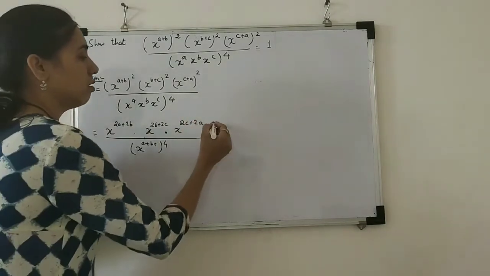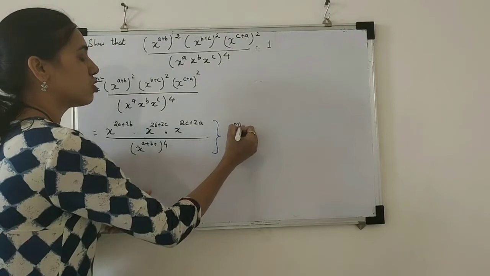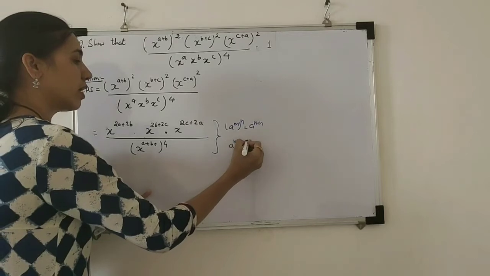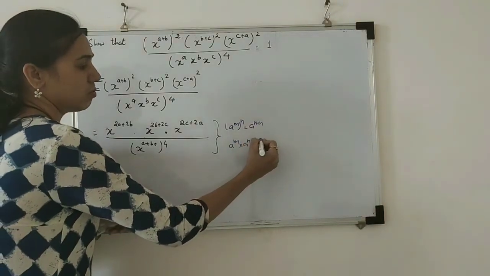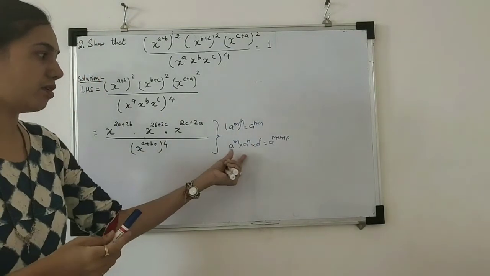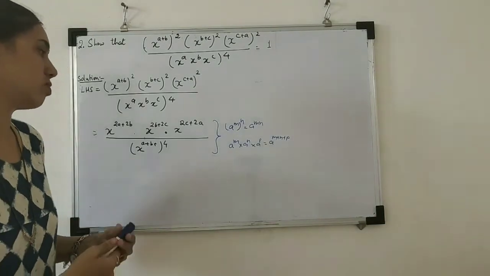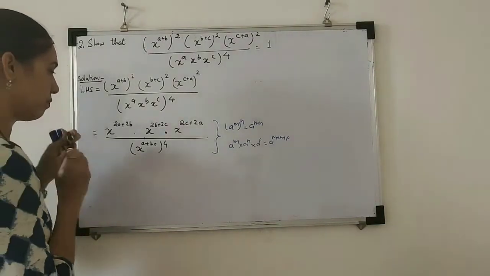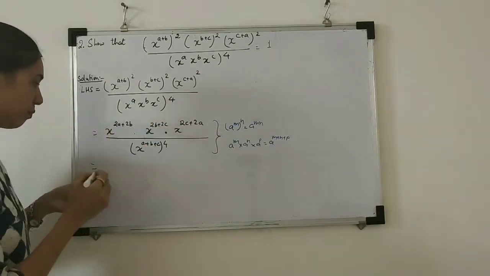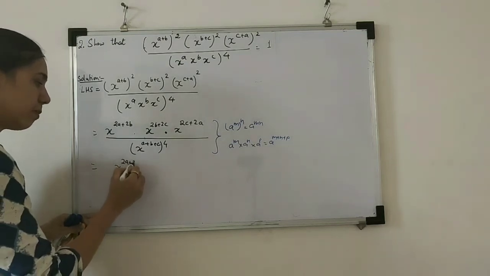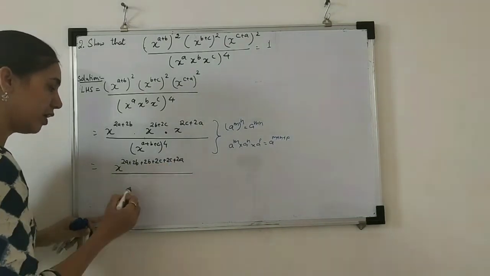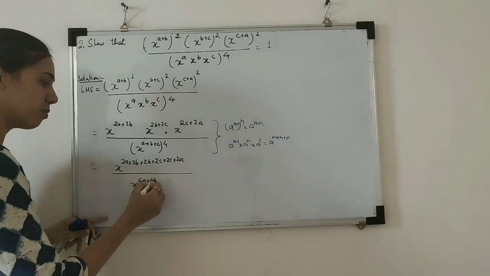So the laws which we have used are: a raised to m to the power n is a raised to mn, and a raised to m into a raised to n into a raised to p is equal to a raised to m plus n plus p. So you can extend this law. We have learned it for two terms, we can extend it for the third term also. Now using these two laws again, here we'll write down x to the power 2a plus 2b plus 2b plus 2c plus 2c plus 2a, into x raised to 4a plus 4b plus 4c.